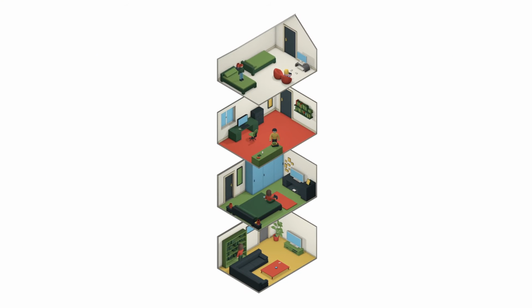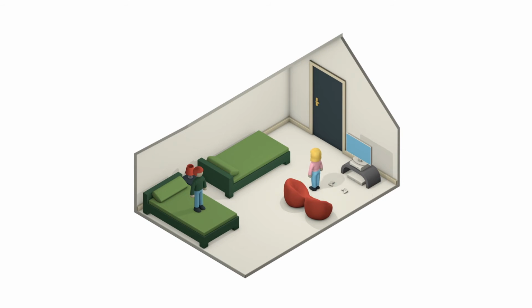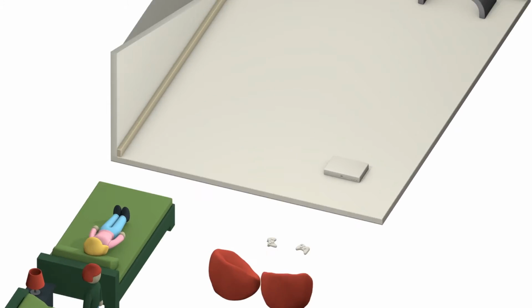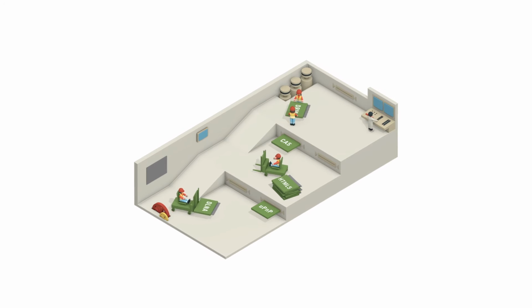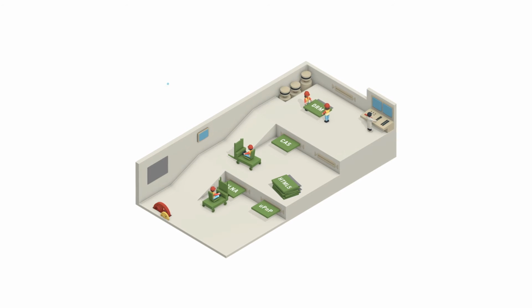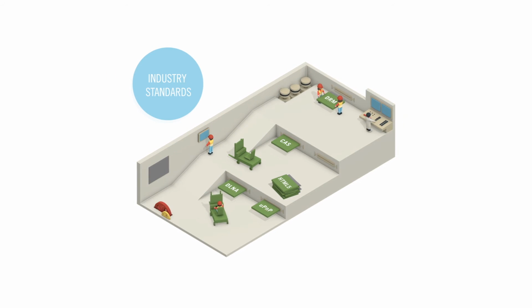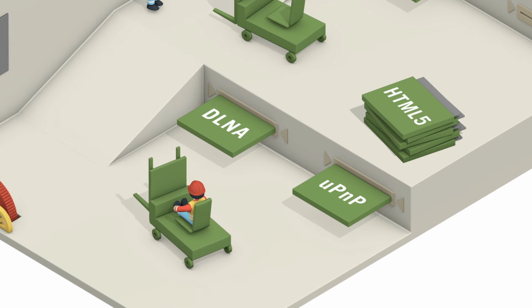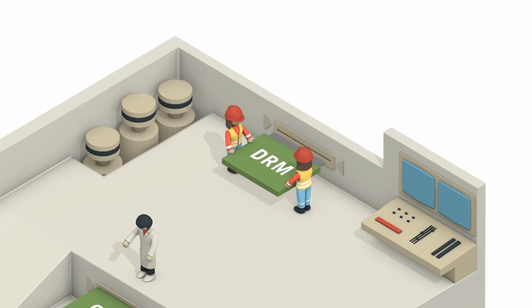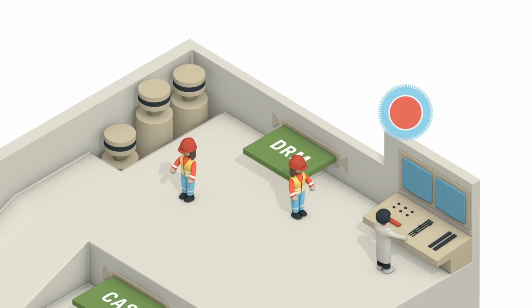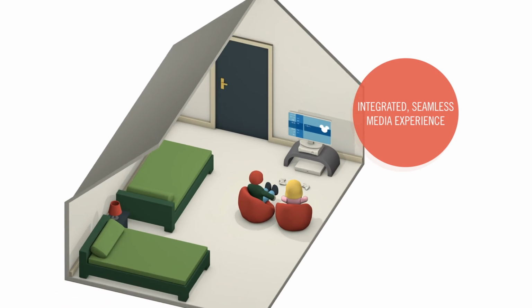With the Joinin reference architecture, NAGRA makes the connected home a reality. You can deliver the best premium content to any screen. You want the best practices and technologies? So, Joinin leverages leading industry standards such as DLNA, HTML5, as well as CAS and DRM technologies. Subscribers benefit from an integrated and seamless media experience.